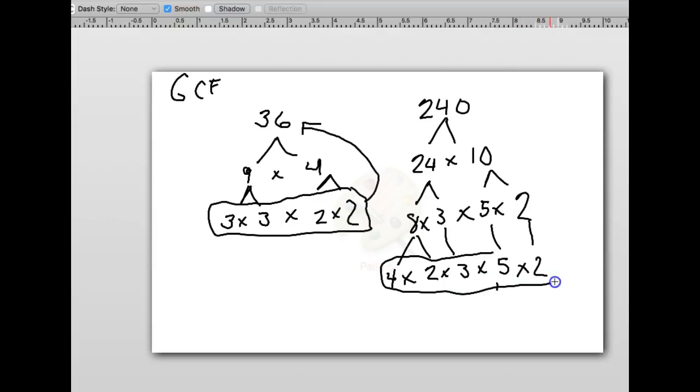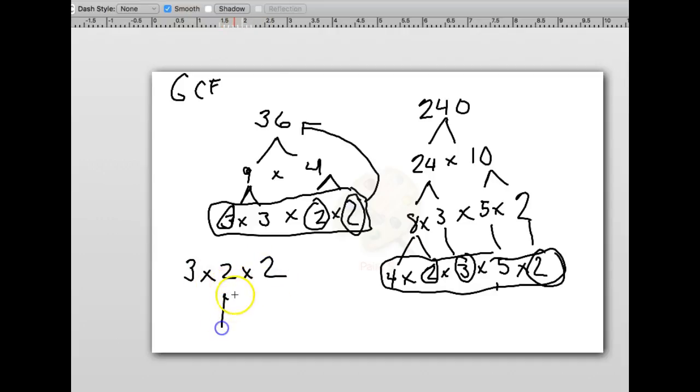Okay. So now what do they have in common? We have a 3 here. We have a 3 here. Okay. We have a 3 here. No 3. That's not. Then we have a 2 here, and we have a 2 here. We have a 2 here, and we have a 2 here. So what do they have in common? They have a 3 times 2 times 2. 3 times 2 is 6. 6 times 2 is 12. The greatest common factor is 12.